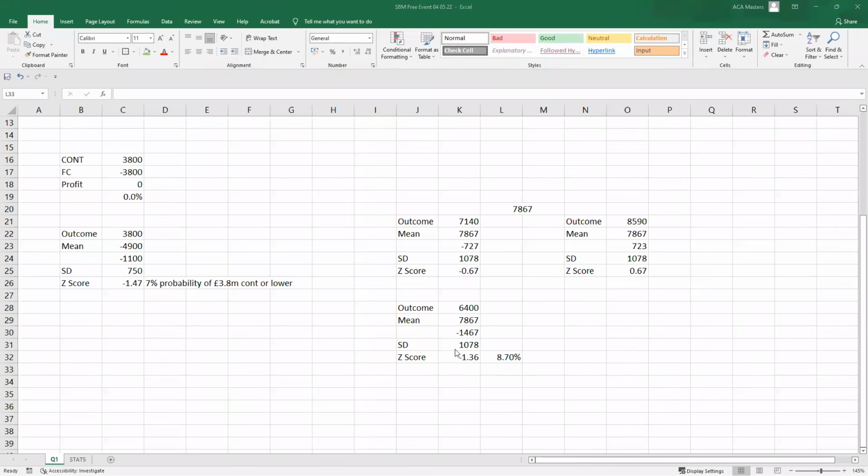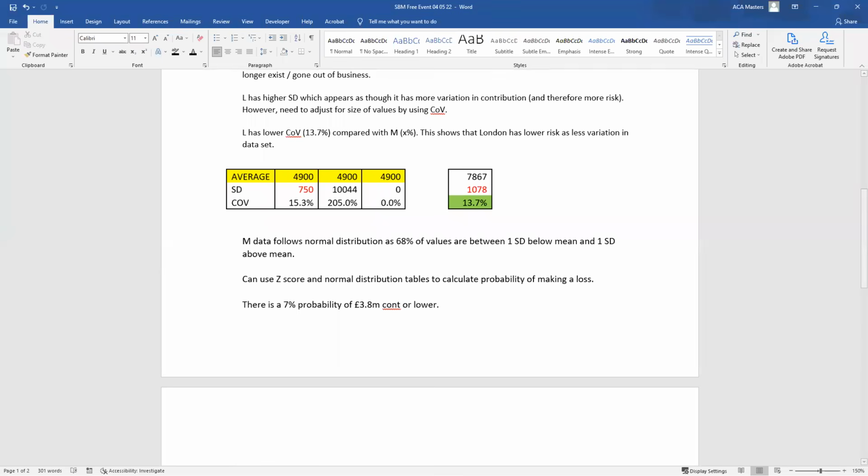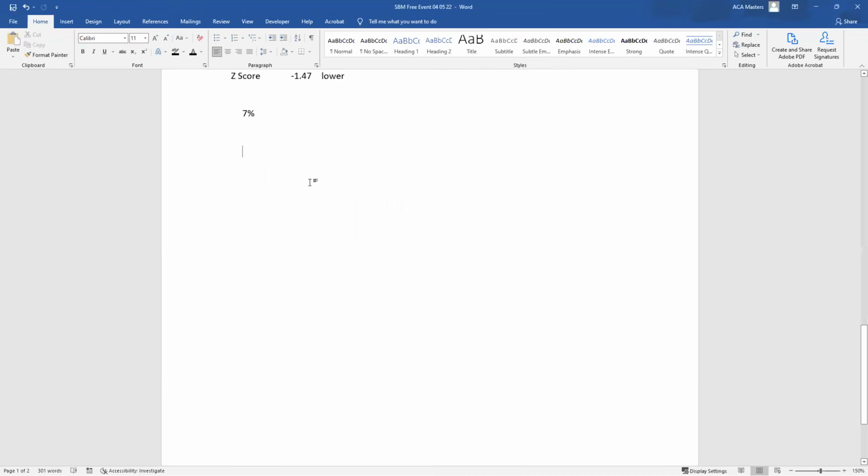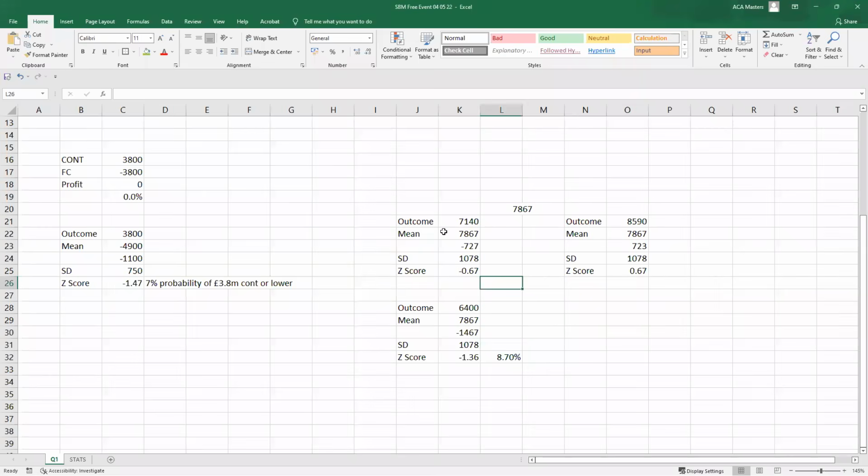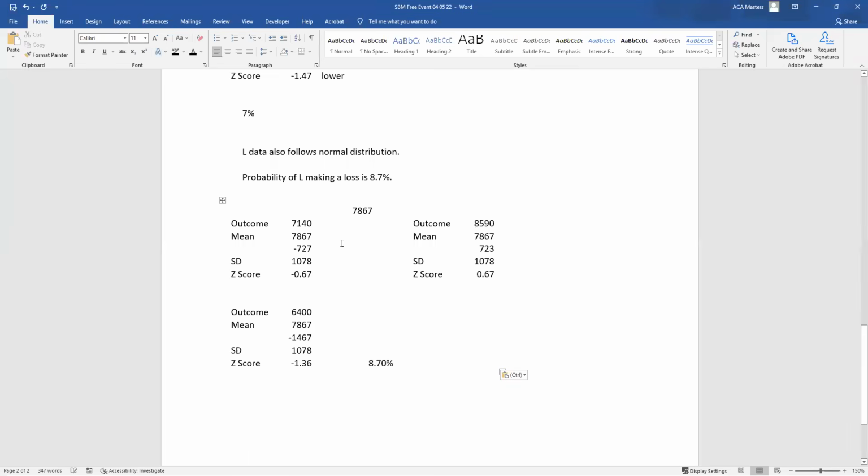So then you could make very similar points to what we said before. We could say London also follows normal distribution, and show our workings there. As I said, sometimes the question might tell you it follows normal distribution, and therefore you haven't got to work that out yourself. And then we could say the probability of London making a loss would be this, and of course we'd copy all of our workings over. And then we'd always want to finish off with a conclusion.